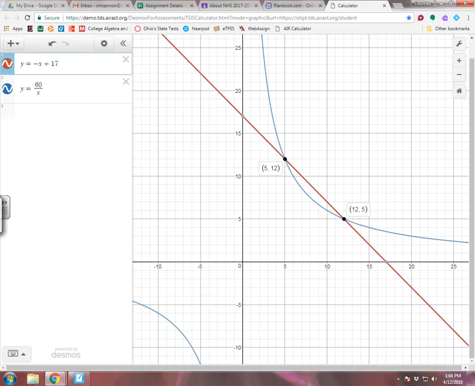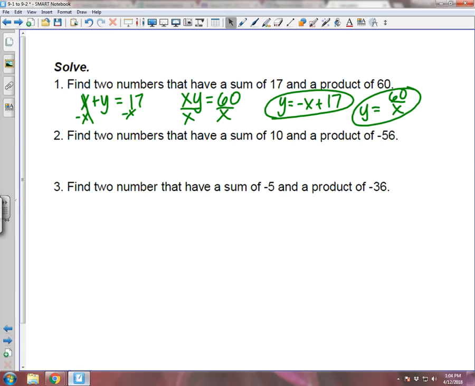Everybody see them? 5, 12, and 12, 5. Okay, well, what would you tell me the two numbers are then? 12 and 5. Could you say 5 and 12? Yeah, it doesn't matter the order in which you write them. My answers here are 5 and 12. Because what happens when you add 5 and 12? You get 17. What happens when you multiply 5 and 12? See how that works? Okay.